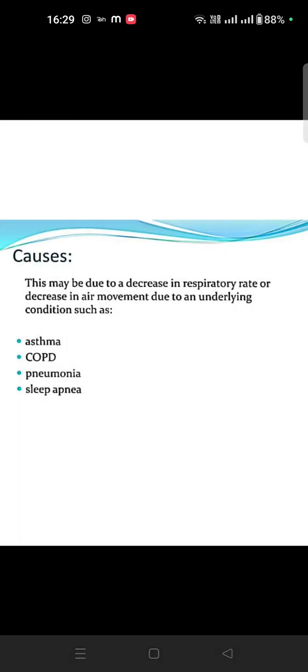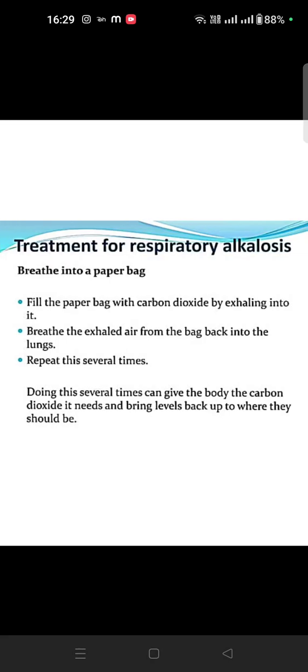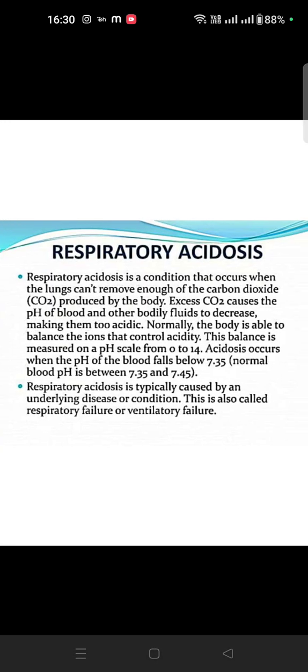Okay, what are the causes? Asthma, COPD, pneumonia and sleep apnea. So what is the treatment of alkalosis? Fill the paper bag with carbon dioxide by exhaling into it, then breathe the exhaled air from the bag back into the lungs. Repeat it several times. If you repeat it a few more times, the patient's lung will be stabilized. Then respiratory acidosis. So what is respiratory acidosis?